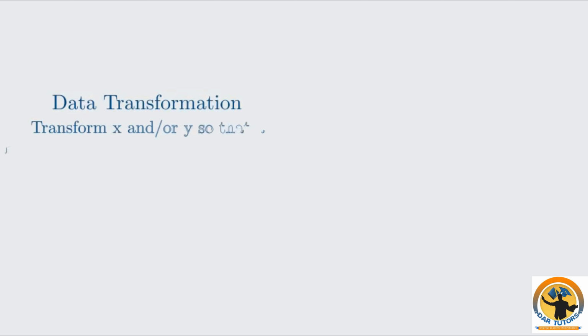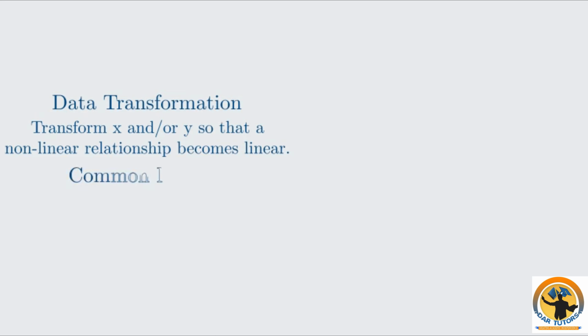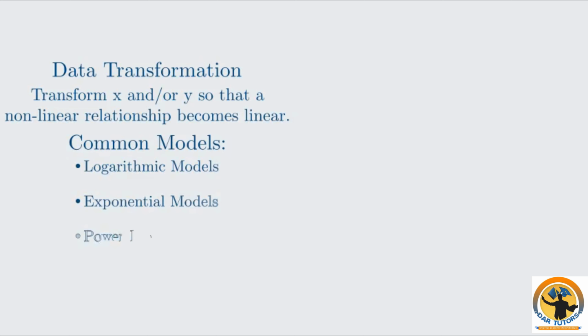The primary method we'll use is called data transformation. The idea is to transform one or both of our variables, x and y, in such a way that the relationship between the new transformed variables is linear. We can then use standard linear regression on this transformed data, which we know how to do. In this chapter, we will focus on three common types of models: logarithmic, exponential, and power models. Each corresponds to a different type of data transformation.